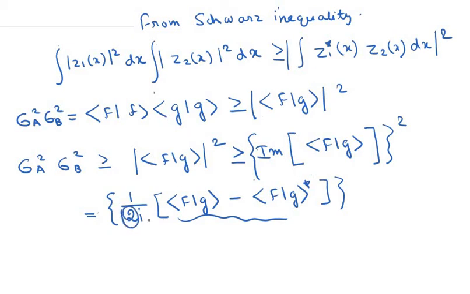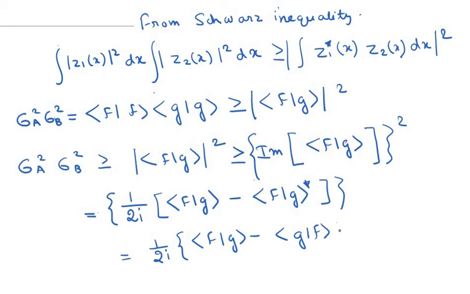Okay, so this part is equal to twice the imaginary part of the inner product of f and g. So we have to divide it by 2, and because the imaginary part contains the coefficient i, we divide it by i over here. Now this part is basically equal to the inner product of g and f, so we get 1 by 2i times the inner product of f and g minus the inner product of g and f. Okay, so we have this relation over here that sigma a square sigma b square is greater than or equal to 1 by 2i times the inner product of f and g minus the inner product of g and f, all squared.